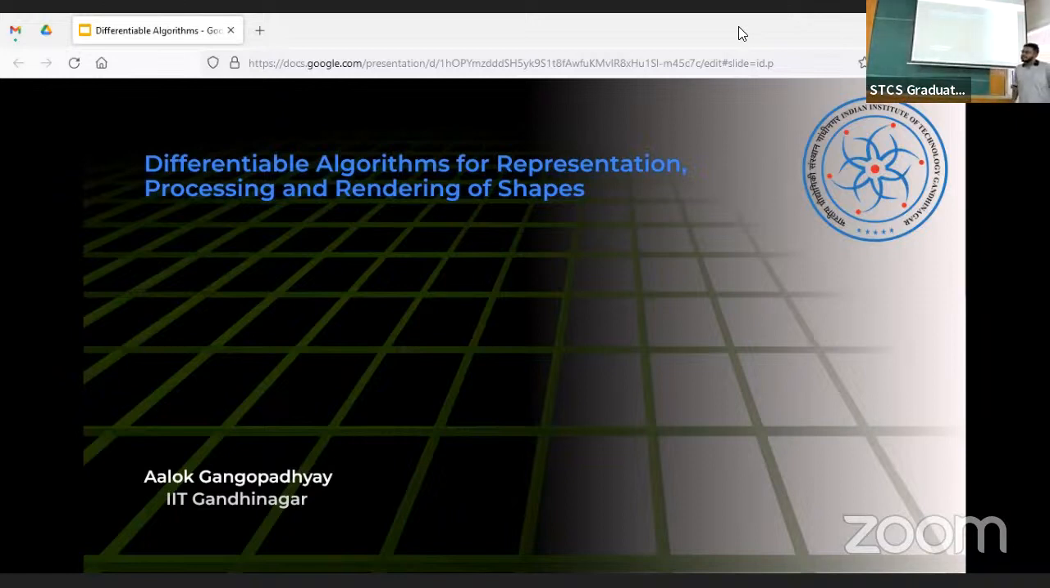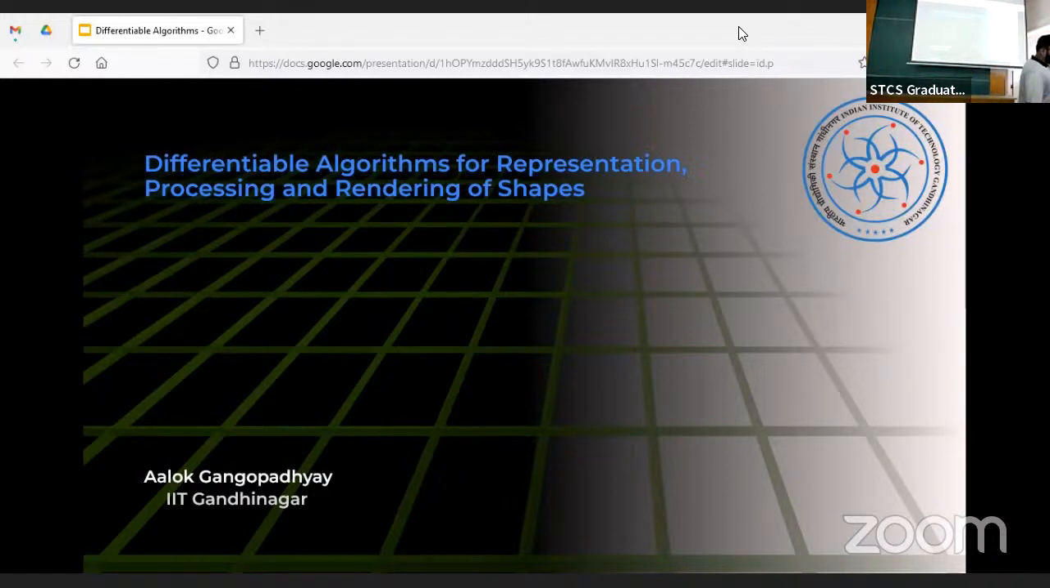The pleasure to have Aalok Gangopadhyay from IIT Gandhinagar with us today. He's going to tell us about differentiable algorithms for representation, processing, and rendering of shapes. Good evening, everyone. I'm glad to be here to talk about some of the works I've done as part of my PhD thesis.